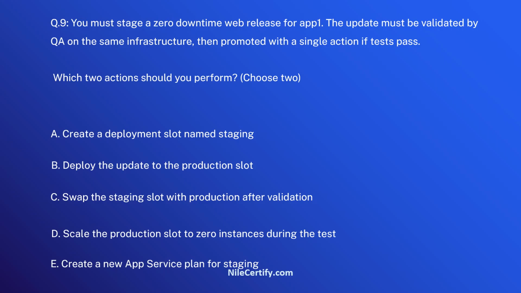Option B, deploy the update to the production slot, and this one actually defeats the whole purpose, because we are trying to validate the update first and not push it straight to production. So this one is wrong. Option C, swap the staging slot with production after validation, and that's exactly how zero downtime release works in App Service. You validate in staging, then use the swap feature to instantly move the validated code into production, and Azure handles the routing and warm up seamlessly. So this one also is required.